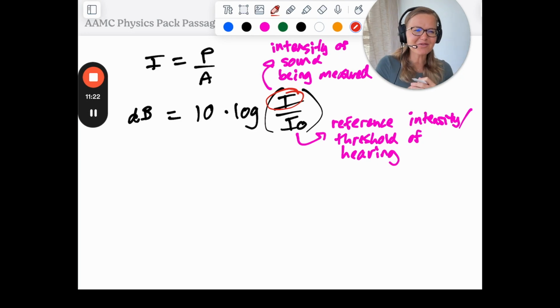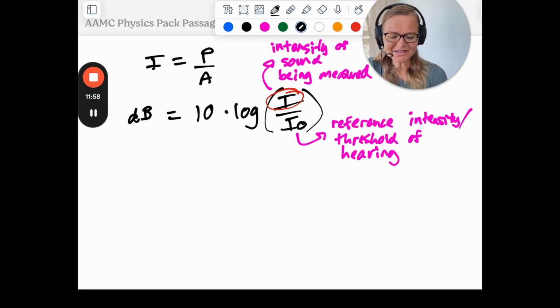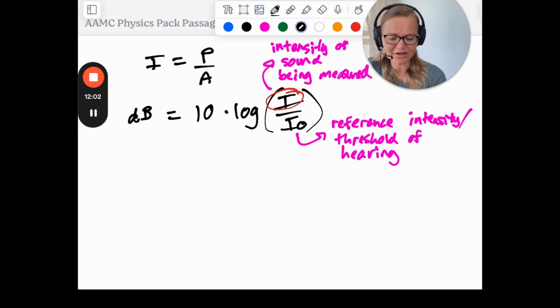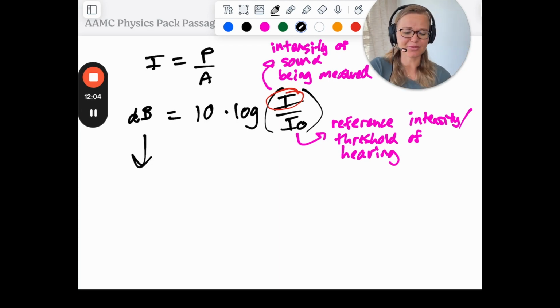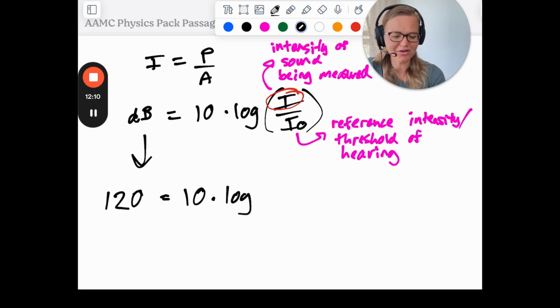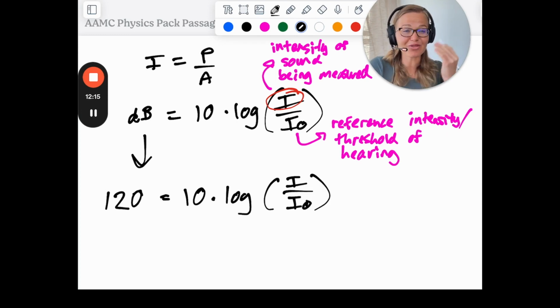Okay, so now that we've reviewed what intensity is and specifically what sound intensity is, let's go ahead and plug into the equation with the numbers we're given in this question stem. So we want to know what the intensity of the threshold of pain is. Kind of interesting, huh? And they tell us that it's 120 decibels. So where are we going to plug that 120 into this equation? Well, we're going to plug it into the decibels part, right? The part that's already in decibels. So we're going to say 120 decibels is equal to 10 times log of the intensity of our sound being measured divided by the intensity of our threshold of hearing.